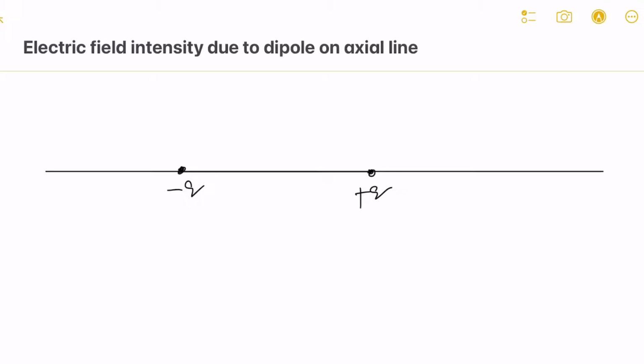Now where is the dipole located? Look here, we take the dipole located at exactly the midpoint of these two. So the dipole is located at the midpoint. From the midpoint, plus q is at a distance a, similarly minus q is at a distance a. So here the two poles are separated by a distance 2a.